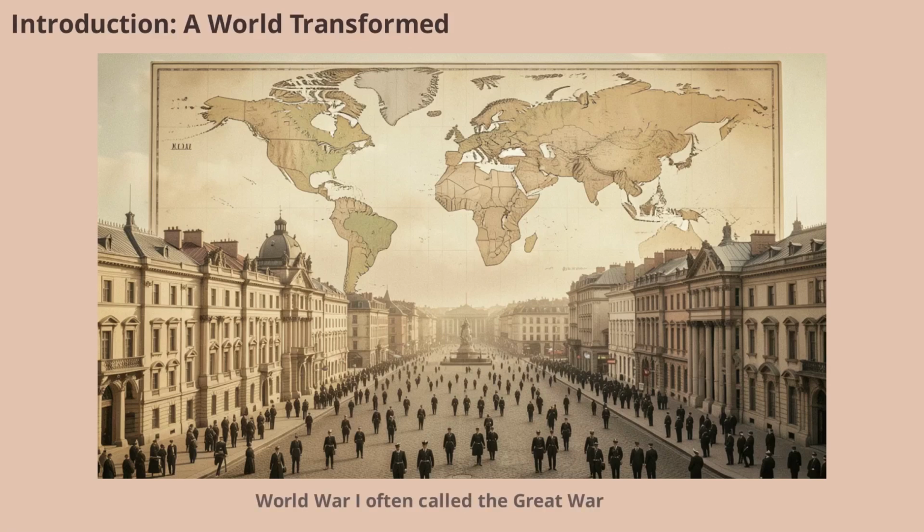World War I, often called the Great War, was more than just a conflict between nations. It was a turning point that reshaped the entire globe. Before 1914, the world was dominated by empires and monarchies, with borders drawn by centuries of tradition. But after 4 years of brutal fighting, millions of lives lost, and empires toppled, the world emerged fundamentally changed.